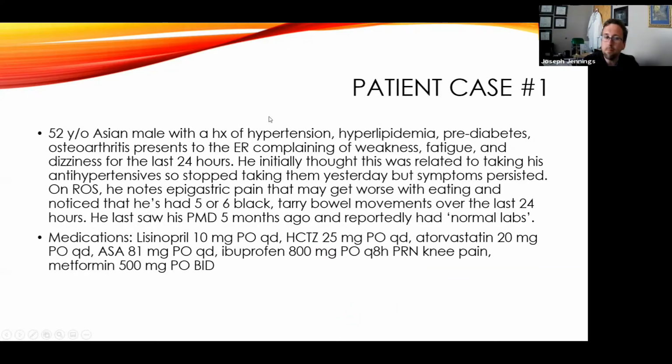So starting with our first case, then we'll talk through it together. We have a 52-year-old Asian male, history of hypertension, hyperlipidemia, prediabetes, osteoarthritis, coming to the ER complaining of weakness, fatigue, and dizziness for the last 24 hours. Initially thought this was related to taking his antihypertensives, so he stopped taking them yesterday, but his symptoms persisted. On review of systems, he notes epigastric pain that may get worse with eating, and has had 5 or 6 black tarry bowel movements over 24 hours. He last saw his primary care doctor about 5 months ago and reportedly had normal labs.